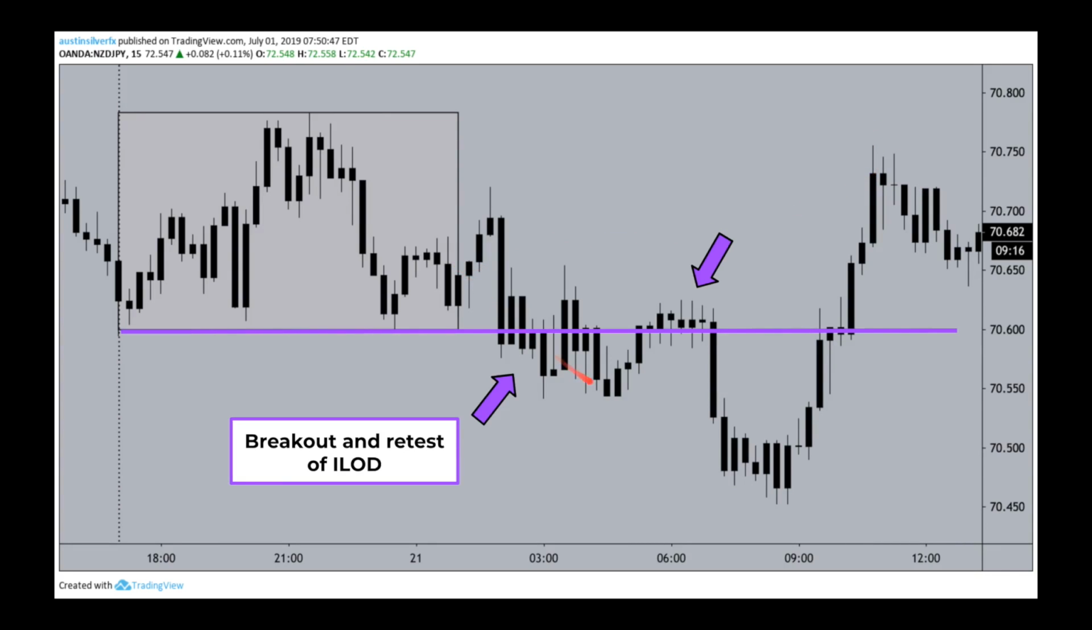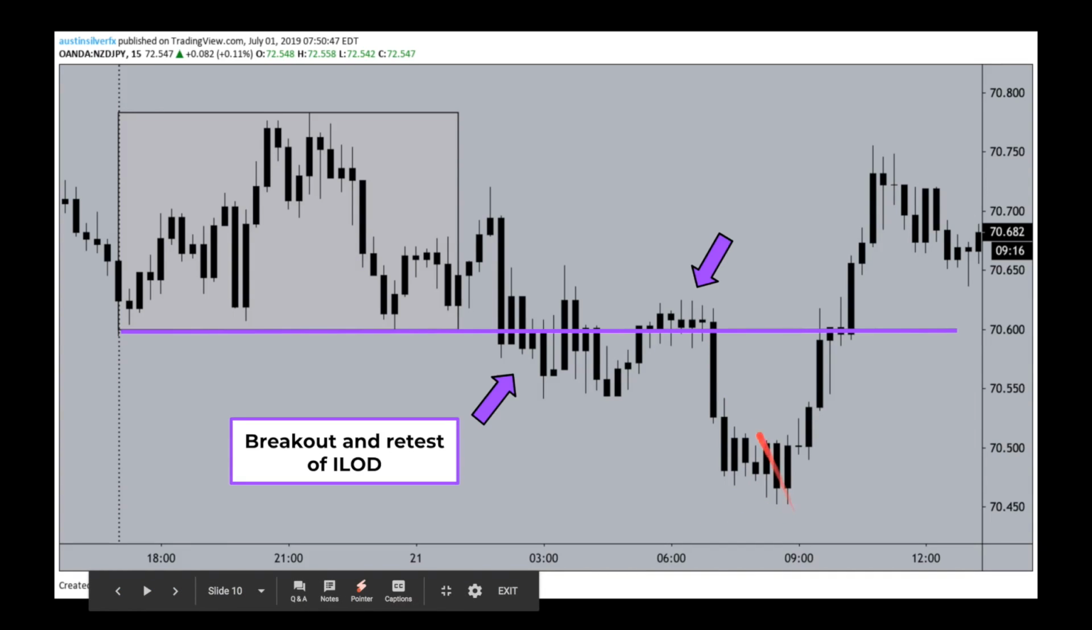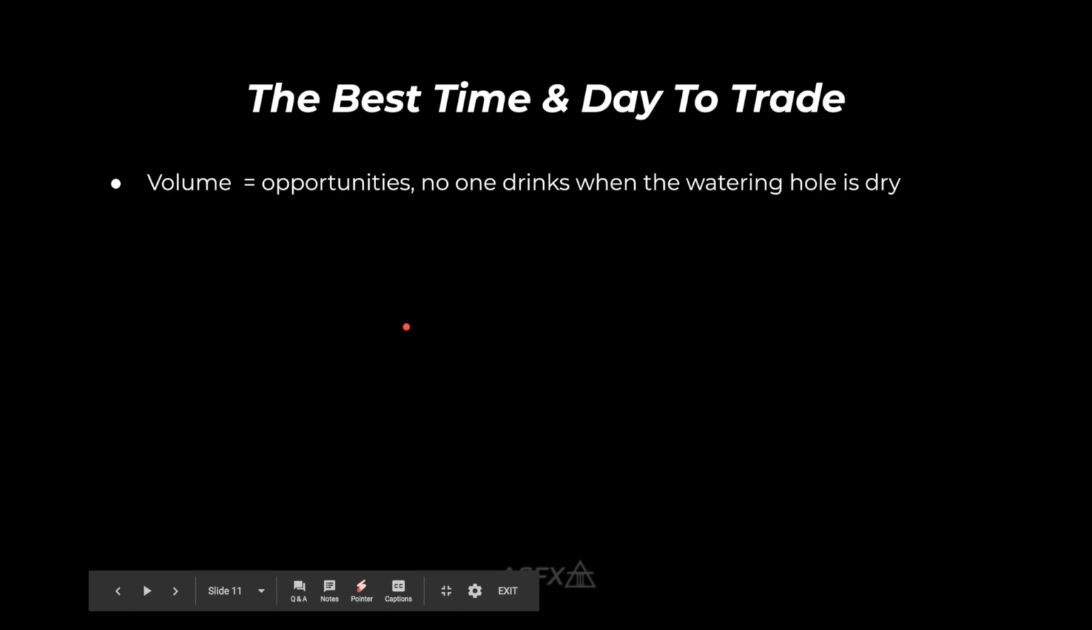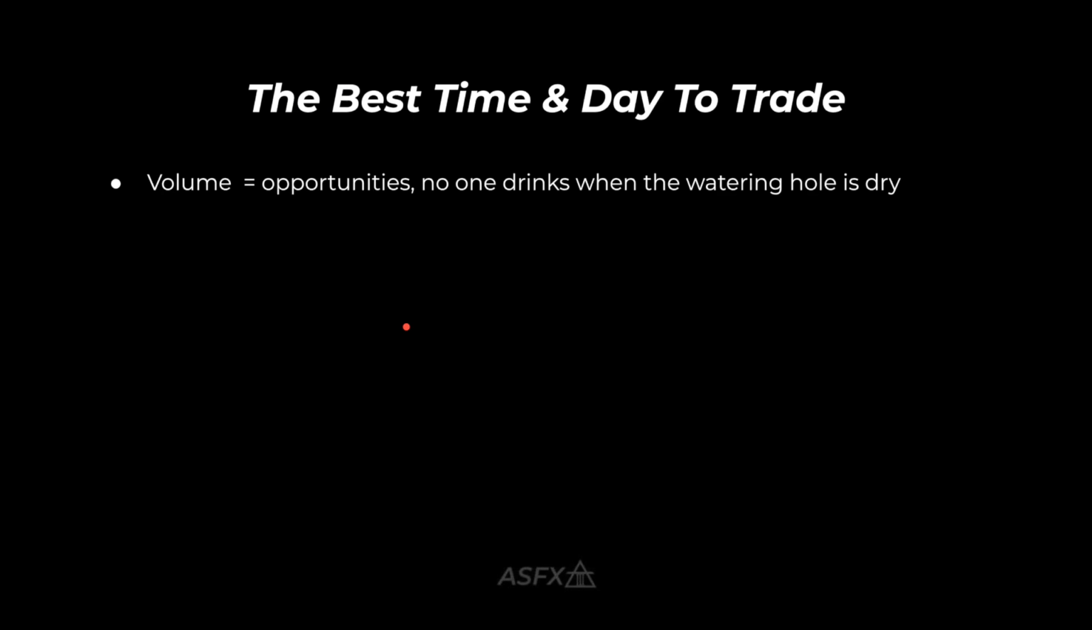Here, we see that breakout of the Asian range, which is shown with the purple horizontal line, a beautiful retest, and as the morning progressed, 6, 7, 8, 9 in the morning, we saw that move off that Asian session low. Now that can tie into the best time of day and best days of the week to trade.